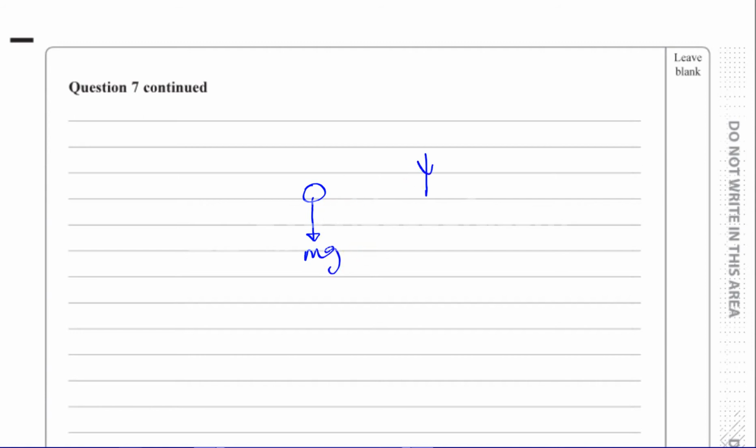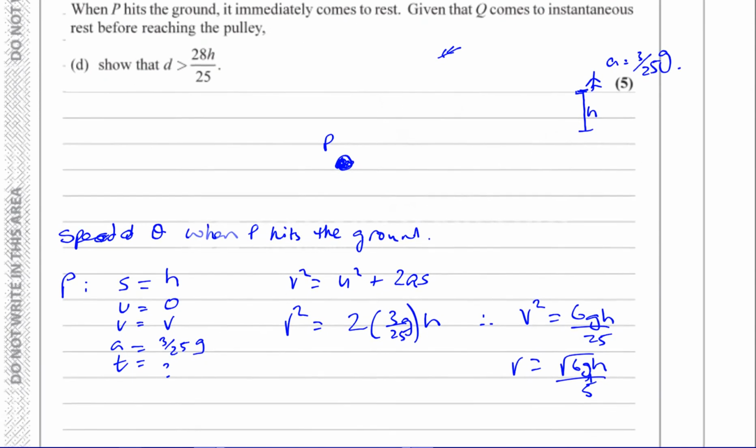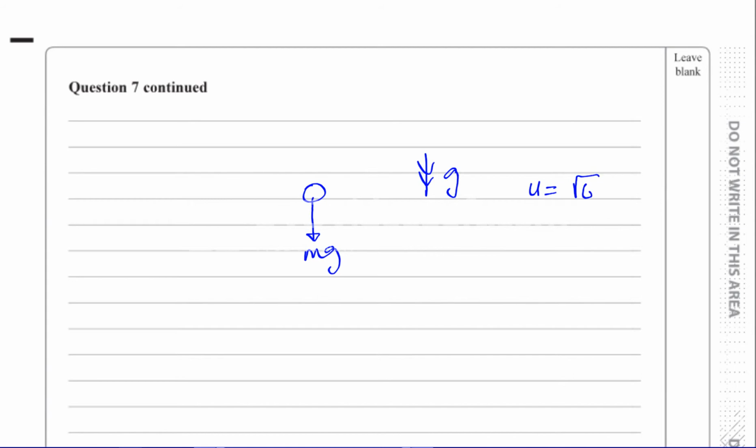But we know that its speed now, in the new situation, is the speed we just found, which was root 6gh over 5. So its initial speed u is the square root of 6gh over 5, and its final speed is 0. We have to find s. The acceleration: it's going upwards, so I'll take that as positive, so the acceleration is minus g. The time we don't need to know.